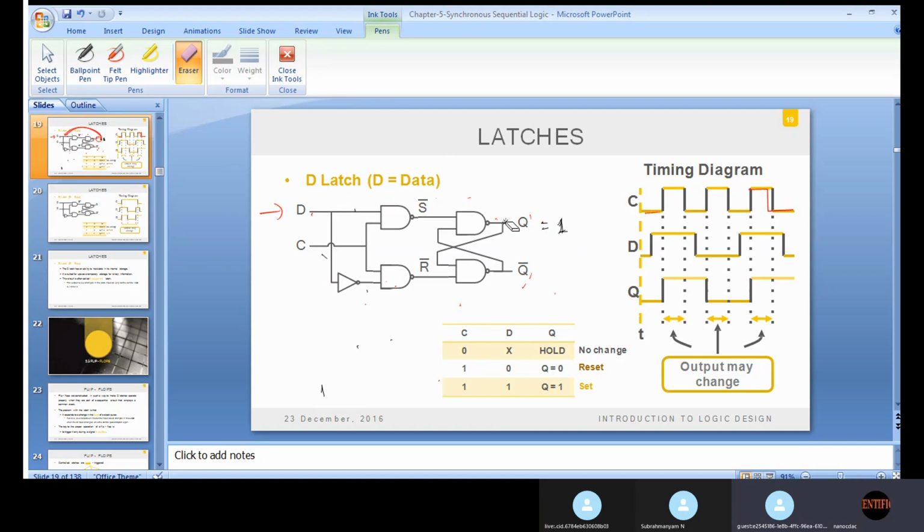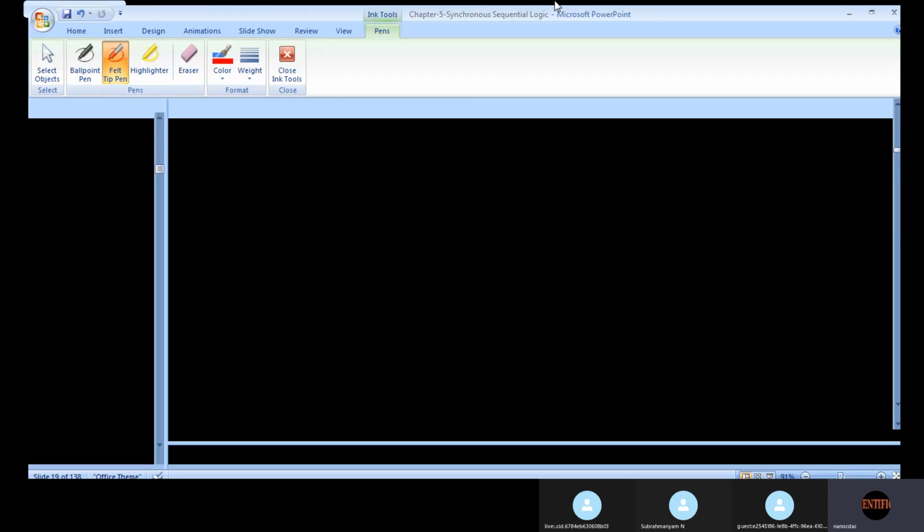Or else you can see it like this. Someone has muted, once please. Okay, thank you.